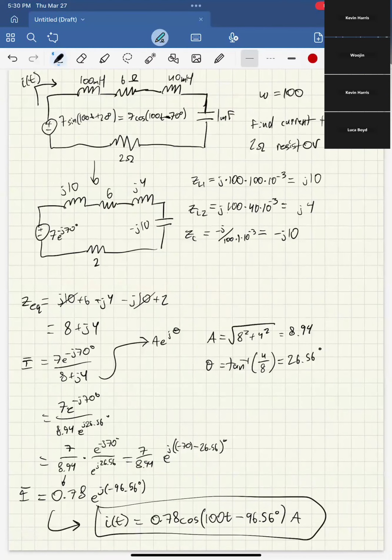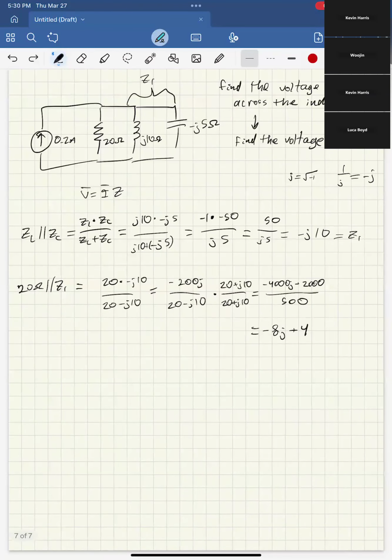I swear I saw the number before. No, no, this was 8 plus 4J. This is 8J plus 4. Okay. Which I'll rewrite as 4 minus J8 because that looks slightly nicer.